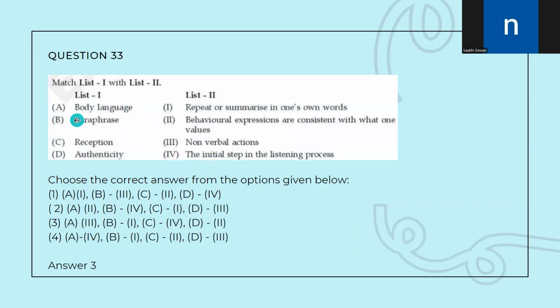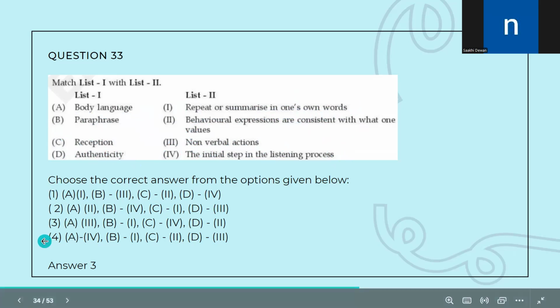Then we move on to paraphrasing. Paraphrasing refers to repeating or summarizing one's words in our own words. Then we have reception. Reception refers to the initial step, that is part of the listening process. And last is authenticity. Authenticity refers to the behavioral expressions that are consistent with what one values.